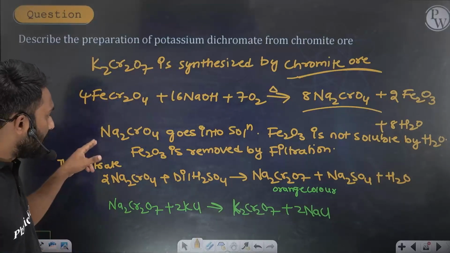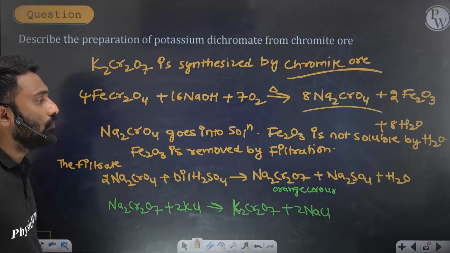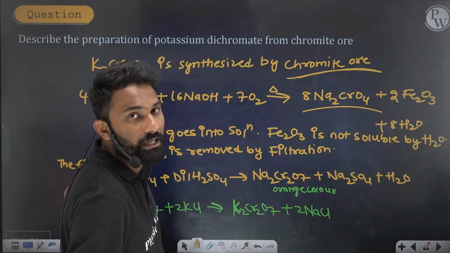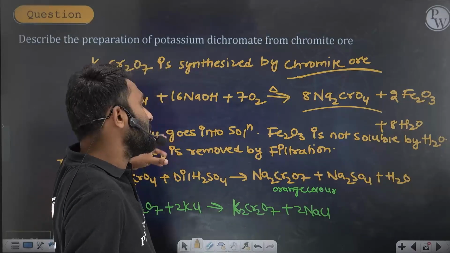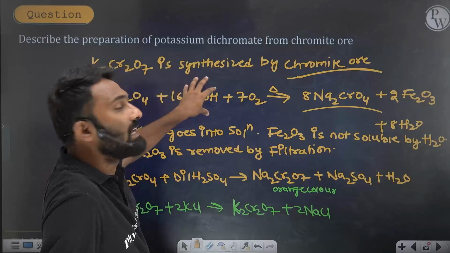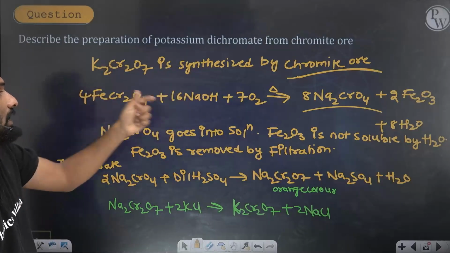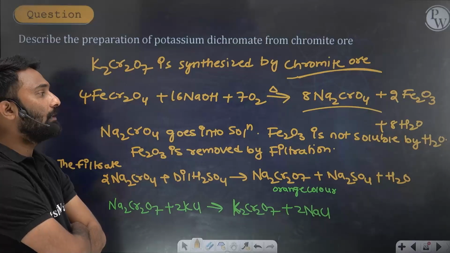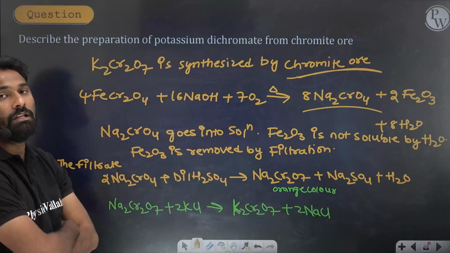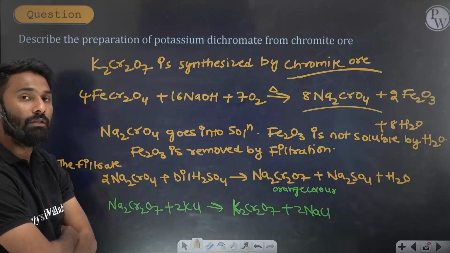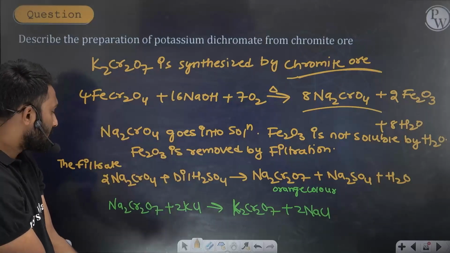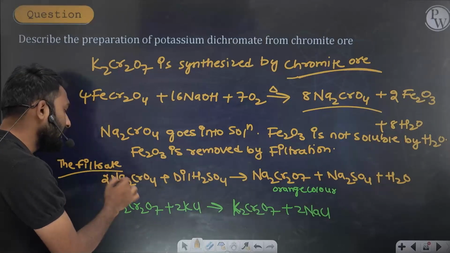Now here the Na2CrO4 goes into the solution. Fe2O3, the iron oxide, is not soluble in H2O. By the filtration method, these two will be separated out. When we react with the base, what happens? The two are formed, Na2CrO4 plus Fe2O3. Now Fe2O3 is not soluble in water. Then what can we do? We can separate it out by filtration. Now after the separation, we take the filtrate, the Na2CrO4.